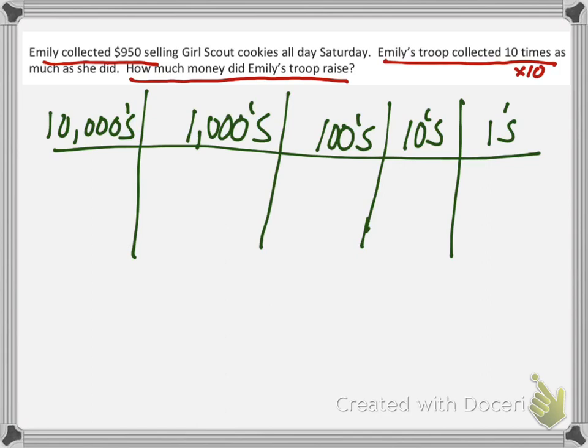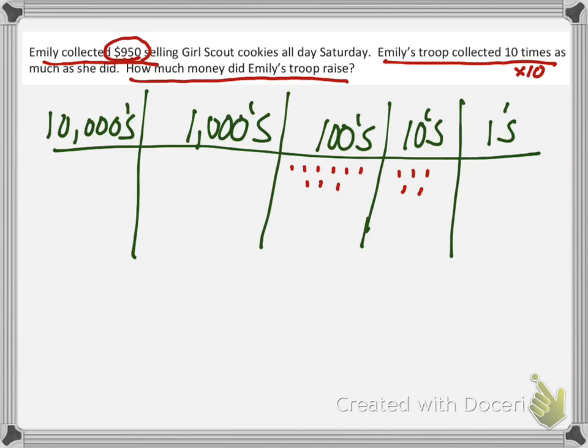All right, so what did Emily do? She collected $950. So let's put 950 in our place value chart. What does that look like? Well, let's go into the hundreds. How many are in the hundreds? We have a 9. 1, 2, 3, 4, 5, 6, 7, 8, 9. And what do we have in the tens? We have a 5. 1, 2, 3, 4, 5 in the tens. And we don't have any ones. So that's how it looks in our place value chart.